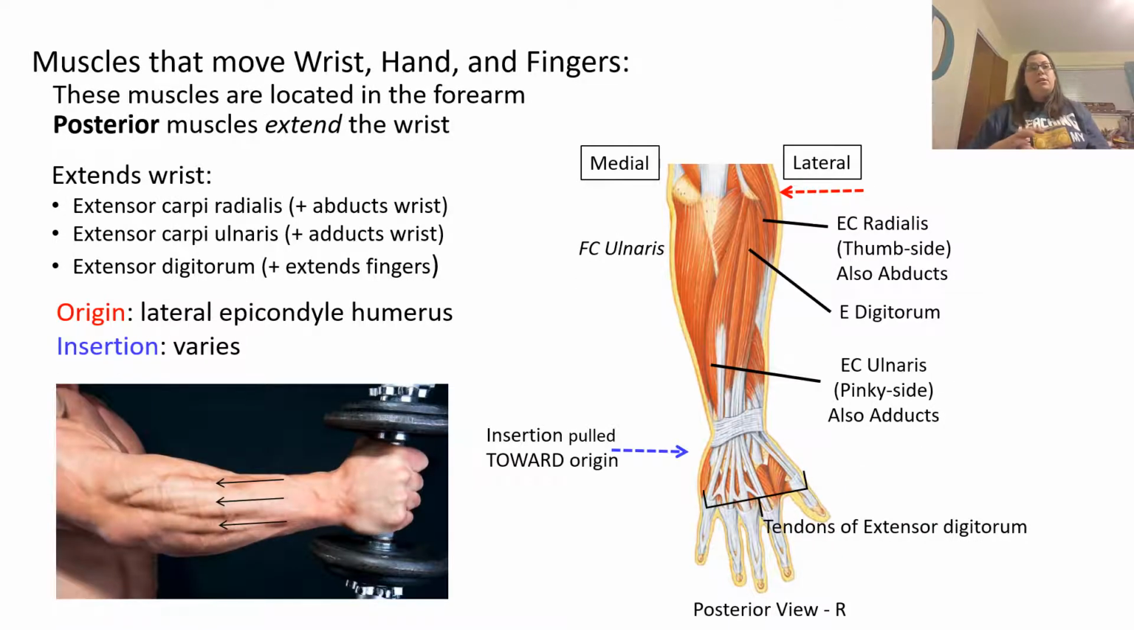On the posterior side of the forearm, you're going to find the muscles that extend the wrist. This is going to be the extensor carpi radialis, again running towards the thumb, and it's going to also help you abduct, okay, moving your wrist away in abduction. We also see the extensor carpi ulnaris, which is going to help with adduction, and the extensor digitorum, which is going to help you extend your fingers. Okay, their origin is on the lateral epicondyle of the humerus, and their insertions will vary, okay, down in the hand region.